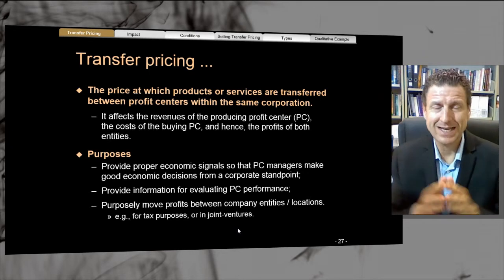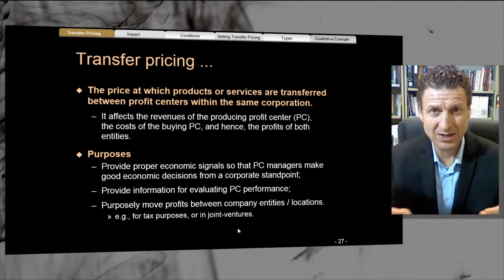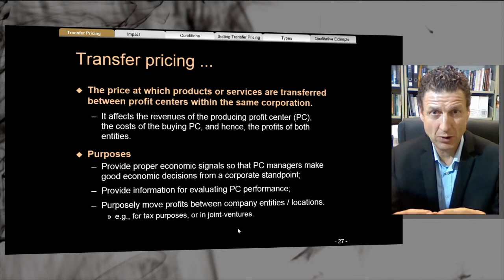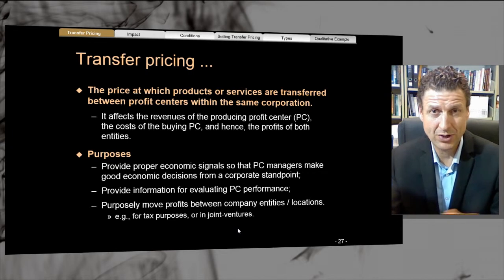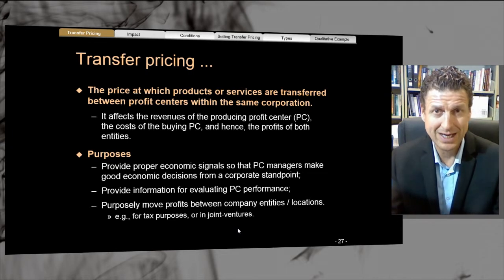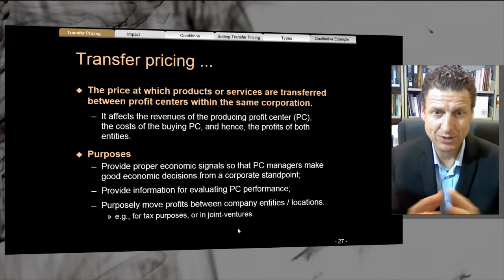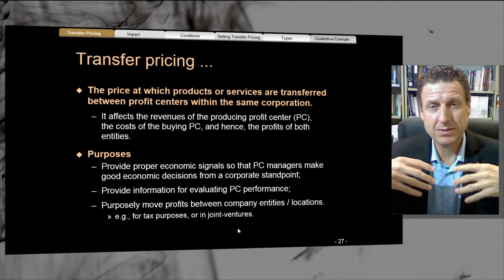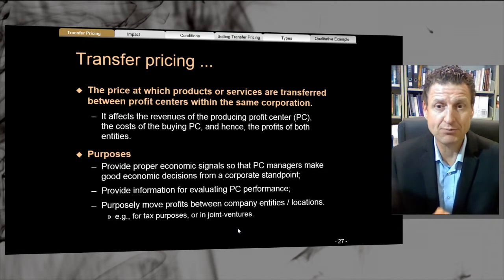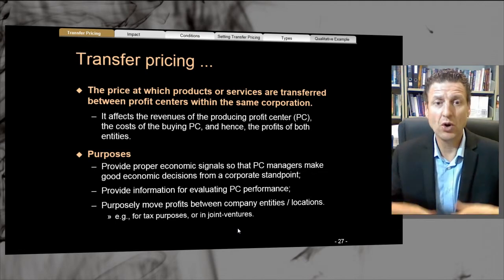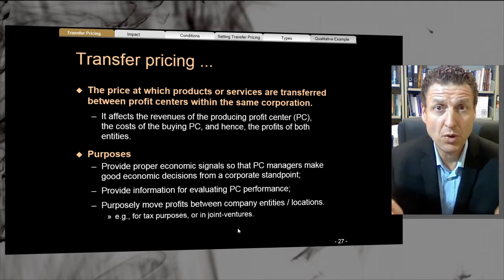The purpose is to provide an economic signal to the different divisions that are involved in the transfer of some economic value, whether it's a transfer of goods, transfer of service, transfer of components that go into the goods that are assembled into the other division. And it's to provide information for evaluating PC performance, so profit center performance, or to purposely move profits.